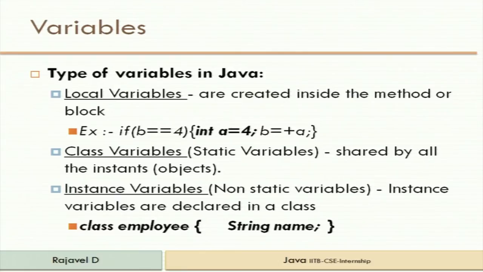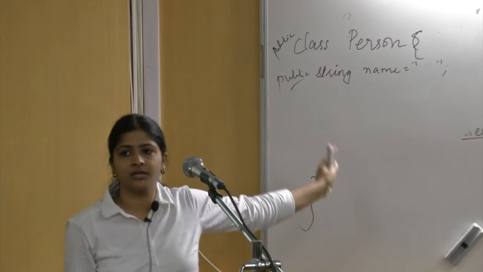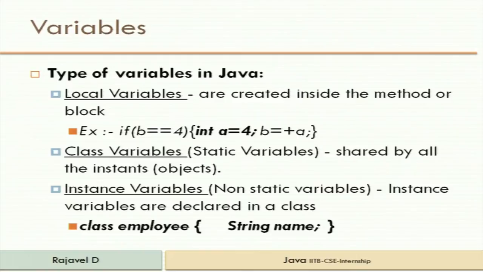And instance variables. Instance variables are something which you call inside a specific class. It cannot be called outside. For example, you write it as public. It can be taken from anywhere. And a variable can also be an object. Has anyone tried it out? A variable can also be an object.